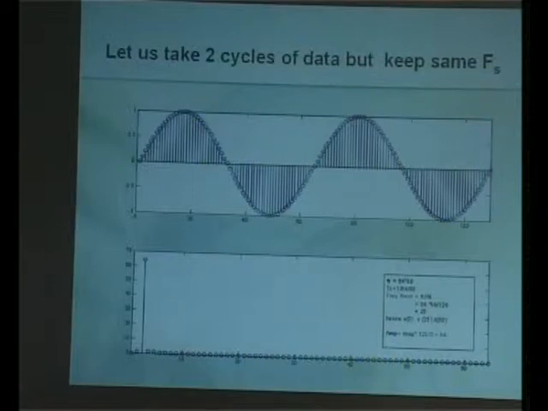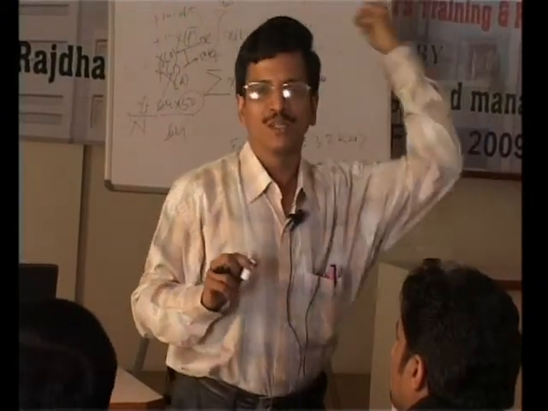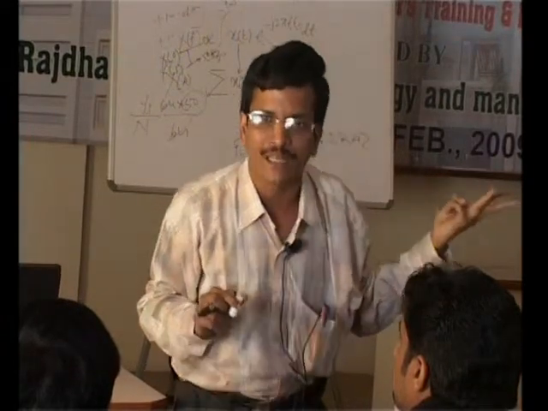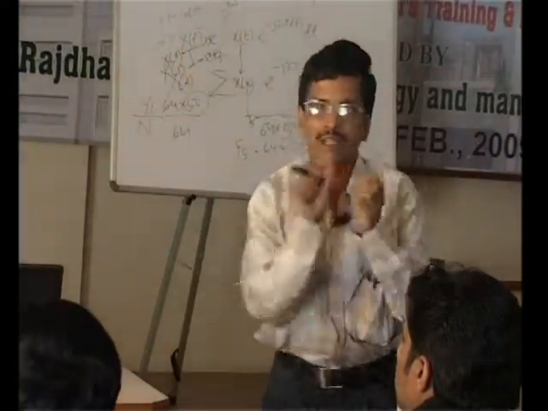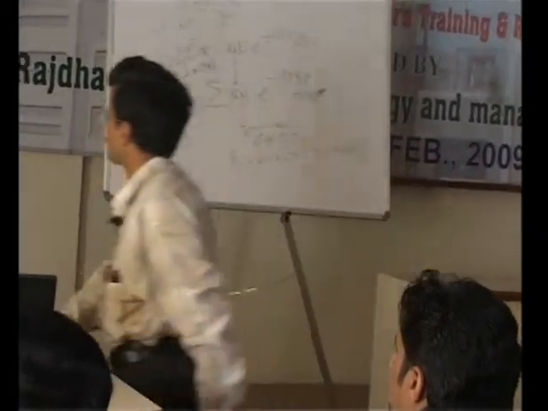Let us interpret. What is the frequency resolution? 64 into 50 divided by 128, 25 hertz. 0 corresponds to DC, 1 corresponds to 25, 2 corresponds to 50. So this should come in 2. But in MATLAB plotting, 0 will not come, right? It will come in 3.